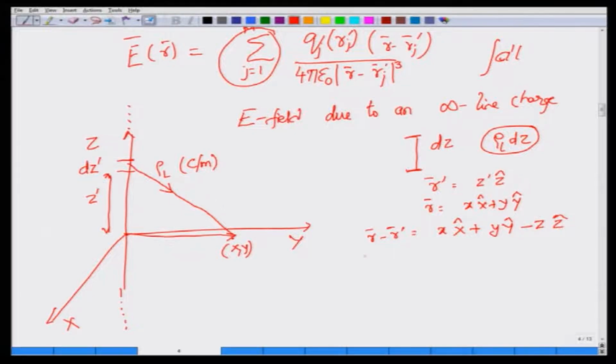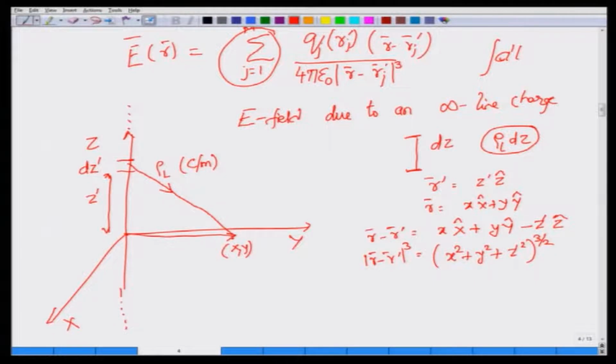Okay. So, what is the magnitude of this vector or magnitude cube of this vector? It would be x square plus y square plus, sorry, this is z prime. So, z prime square to the power 3 by 2. The magnitude itself is the square root of x square plus y square plus z prime square, and then you have to simply raise it to the cubic power. So, it becomes x square plus y square plus z prime square to the power 3 by 2.